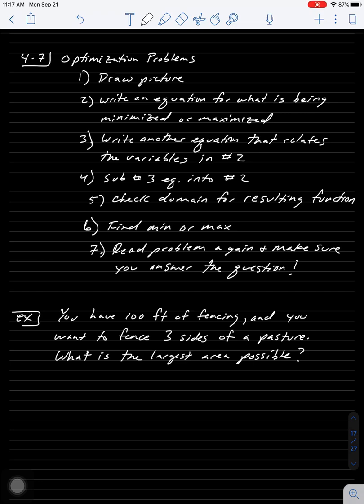Hello, this is section 4.7. We are doing optimization problems. These are word problems, and they're actually not super hard if you get your procedure down. So basically it's writing a couple of equations and taking the derivative. So all stuff that you've done before. So don't panic. I know word problems are sometimes hard for people.